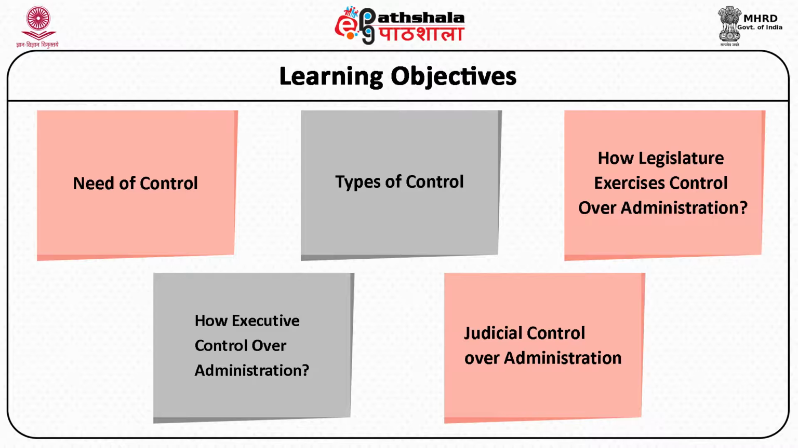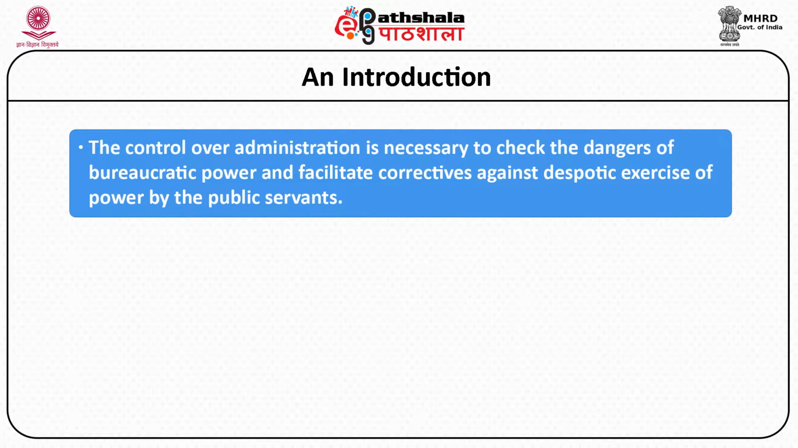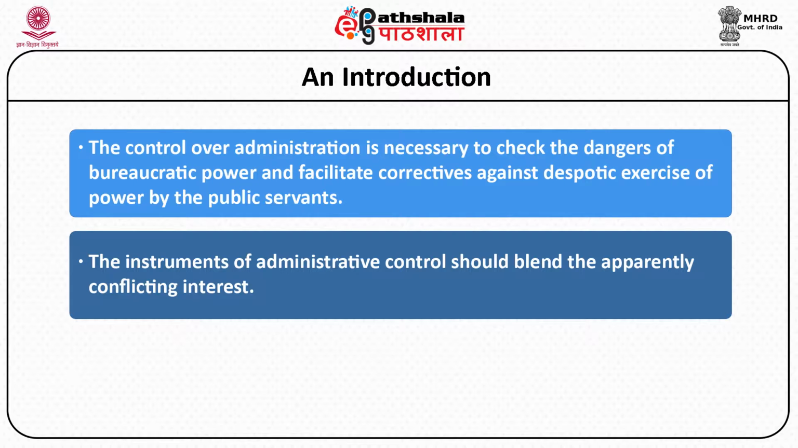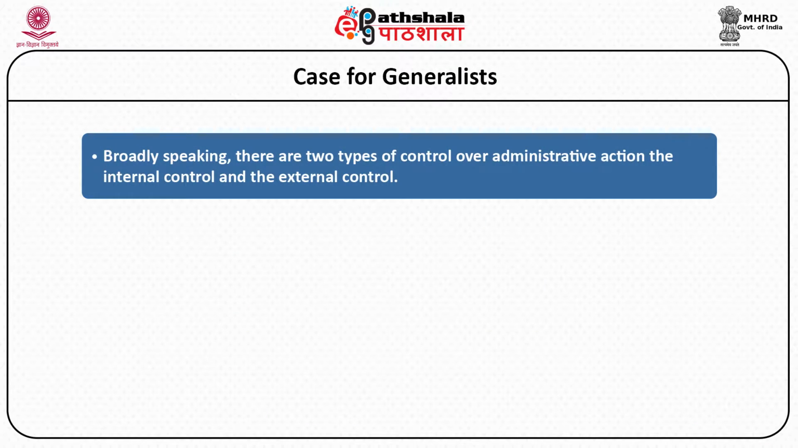So to begin with, we'll start with what is the need for the control over administration. Now, the control over administration is necessary to check against the despotic exercise of power by the bureaucrat. The instrument of such control should blend two apparently conflicting interests: protecting the rights and the civil liberties of individuals without curbing the power and the discretion which has been given to the bureaucrats.